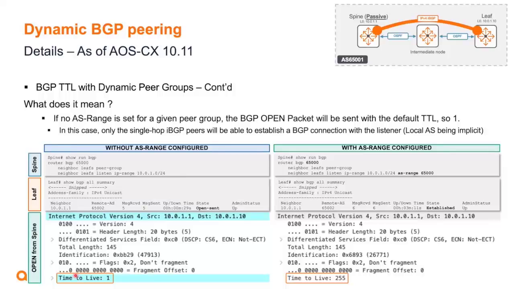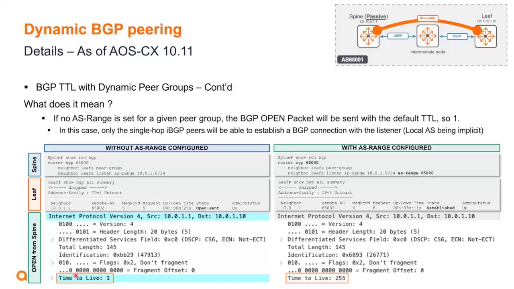But in terms of configuration and behaviors, what does it mean exactly? As we already said, if you do not configure an AS range, the only allowed AS number will be the local one. And the TTL in the open packet sent by the listener will be set to 1. So in this case, only the single-hop iBGP peers will be able to establish a BGP connection, and so will be accepted by the listener.